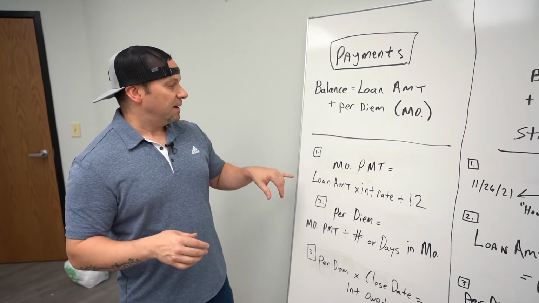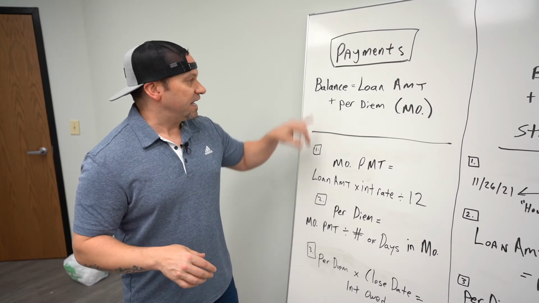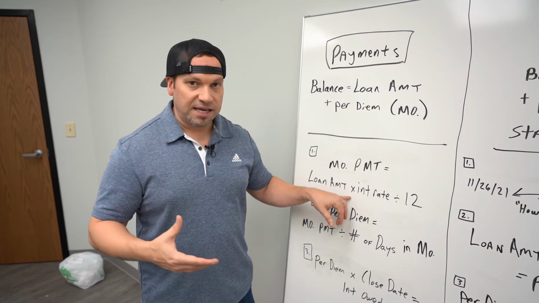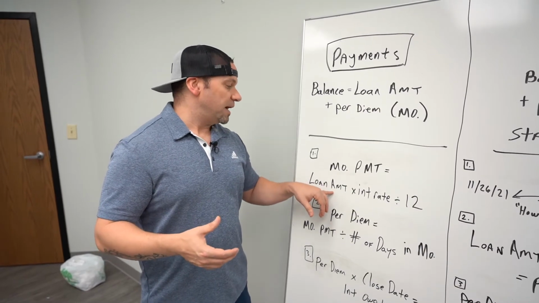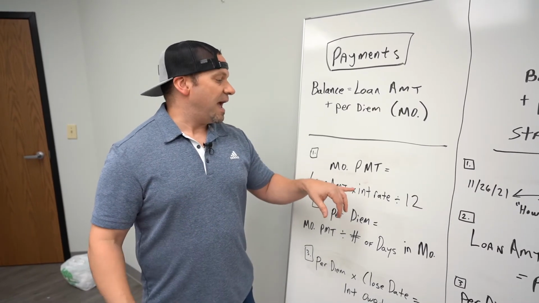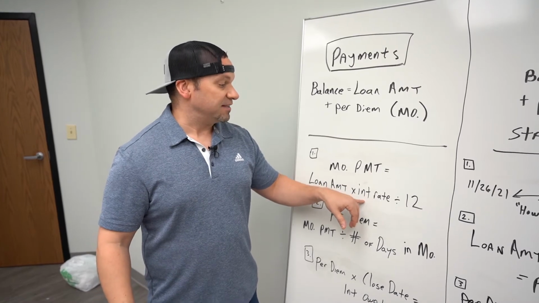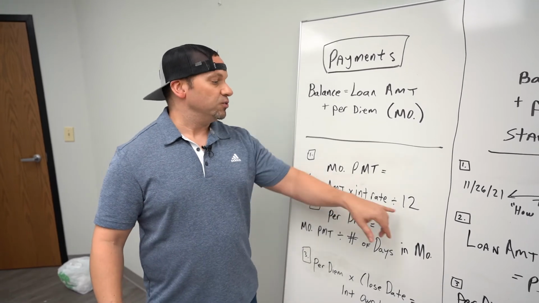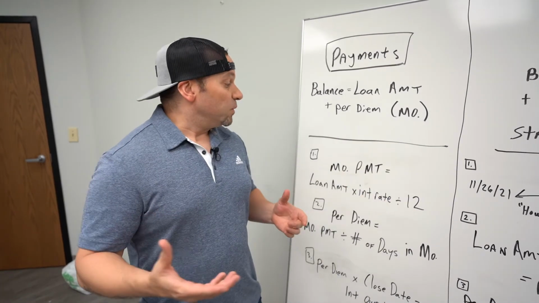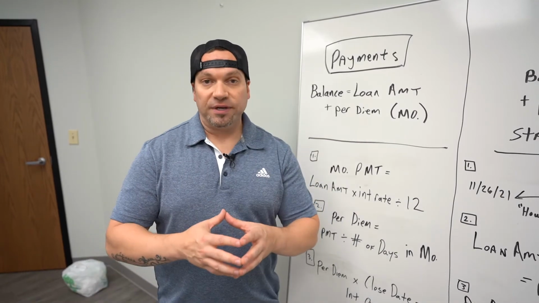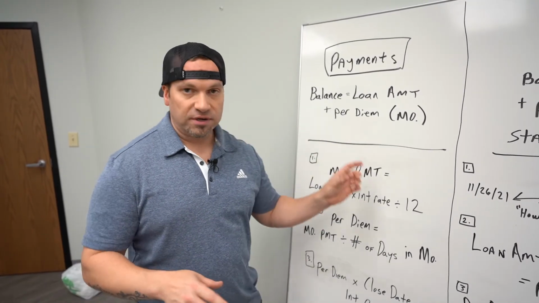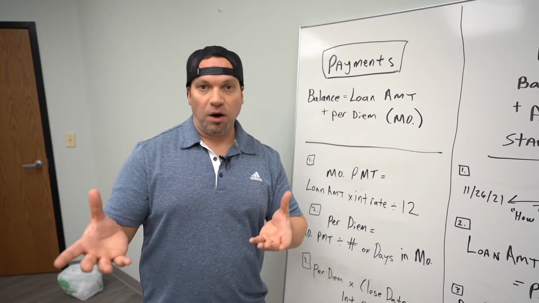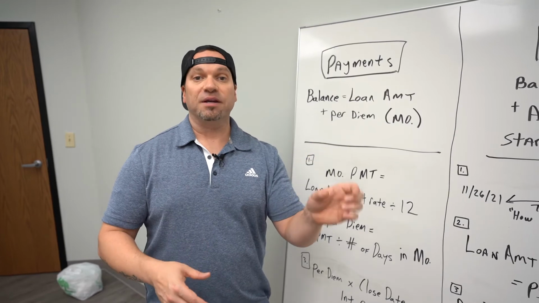And the way you figure out your monthly payment is you take your loan amount and you times it by the interest rate. So if you're paying 10% on this private money loan, you take your loan amount, let's say it's $100,000, and you times it by 10%, your interest rate, that would be $10,000, and then you divide it by 12. So that would be $833.33. All I did was take $100,000 times 10%, which is $10,000, divided by 12, because there's 12 months in the year. That gives me a payment of $833.33.